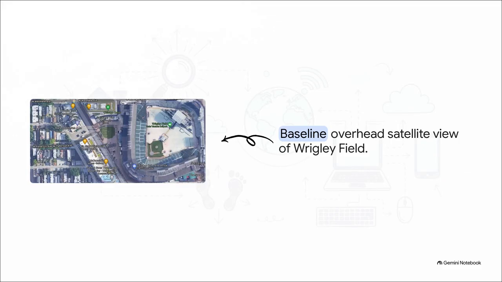We usually start with a standard overhead satellite view, kind of like this one of Wrigley Field. This gives us a great baseline layout. You can see the property itself, the immediate neighborhood, nearby businesses, major roads. It's fantastic for context, but a flat image only tells part of the story.